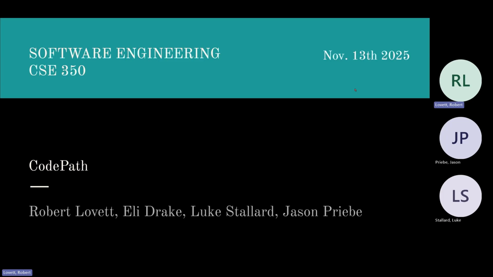Hello, this is our CSE 350 Software Engineering Homework 3 presentation. Our project is CodePath. My name is Robert Lovett. I'm Jason Preby. Luke Stallard. And welcome to our presentation.